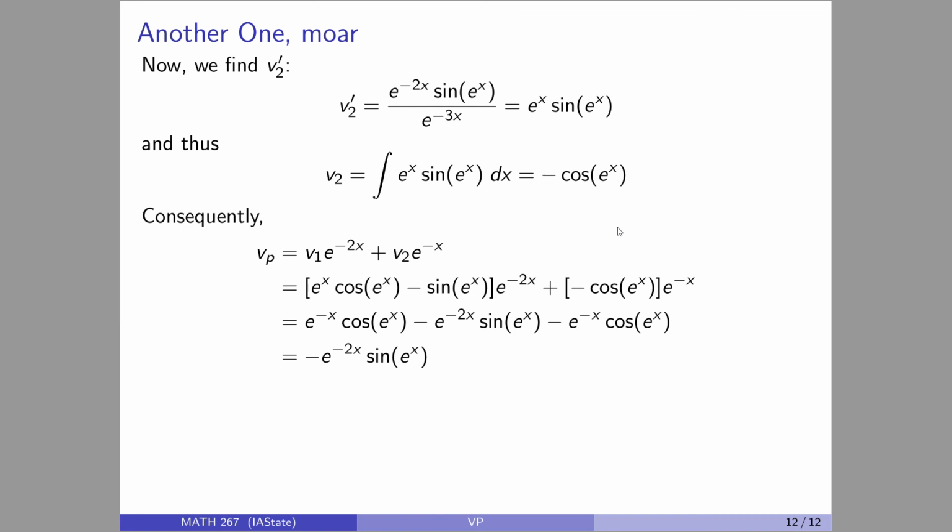Alright, so now I have v1 and I have v2, so let's plug it all in, and it cleans up quite nicely, and we get negative e to the negative 2x sine of e to the x. It almost feels like you could have guessed that, right? Maybe if you stared at it long enough, you would have figured it out. But variation of parameters is a very robust technique. It's just a formula, so it's turn the crank. But no, this is a lot better than undetermined coefficients.